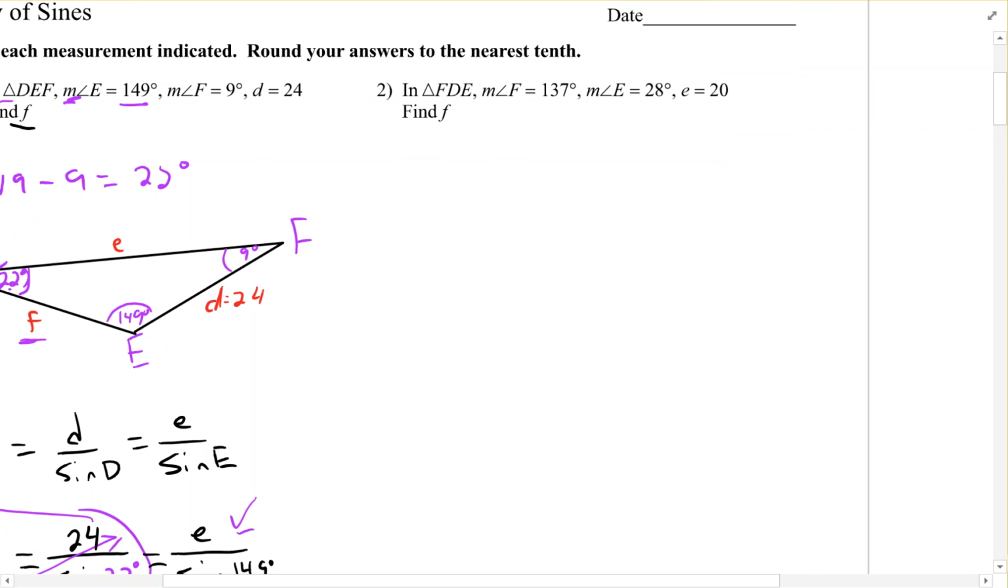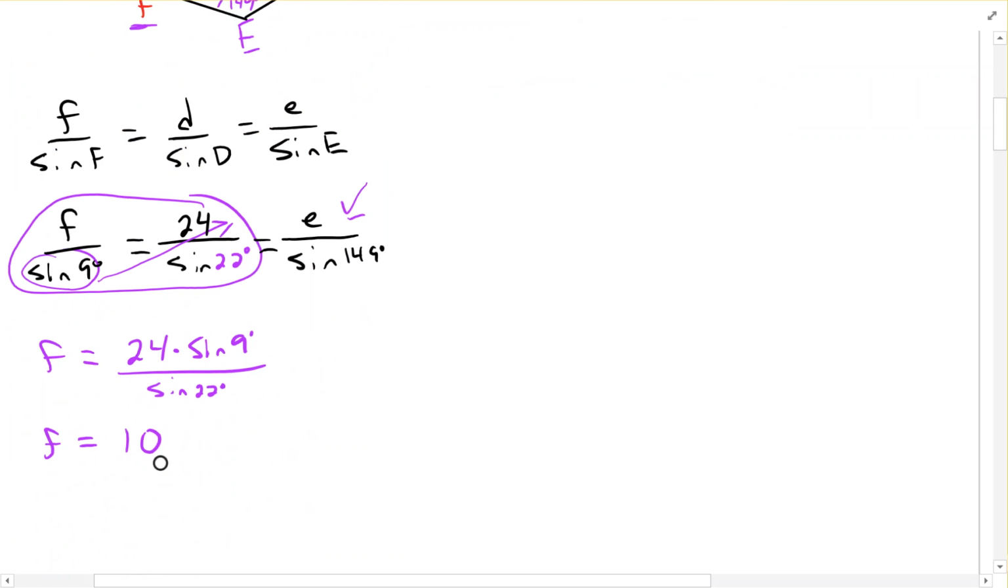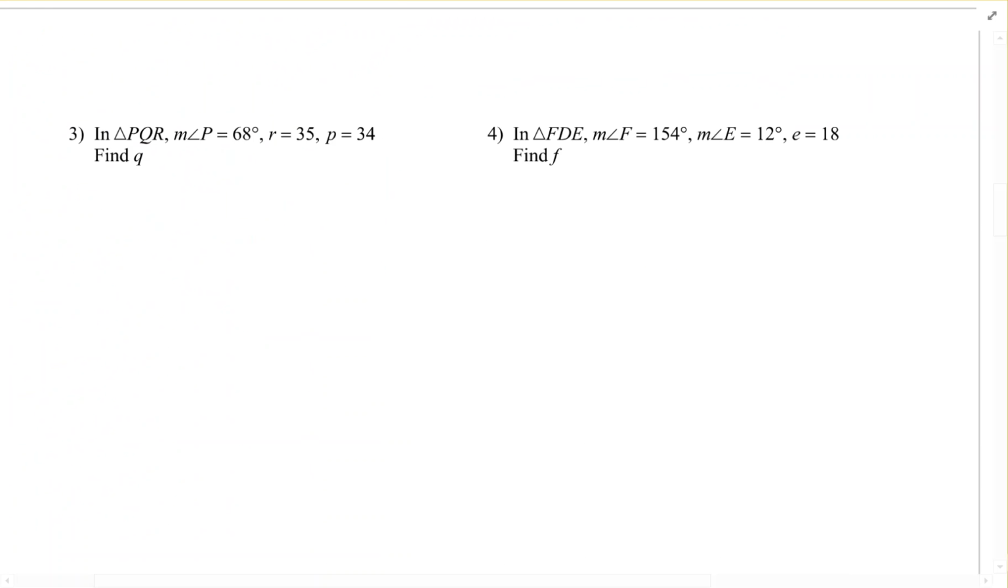Okay, I'm going to let you guys do number 2. I think it's pretty straightforward. It's similar to this one. So let's go down, though.